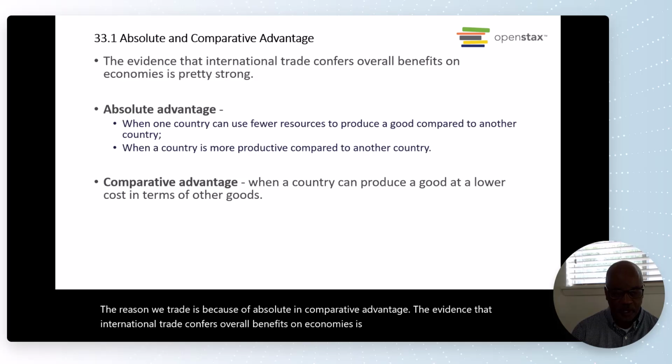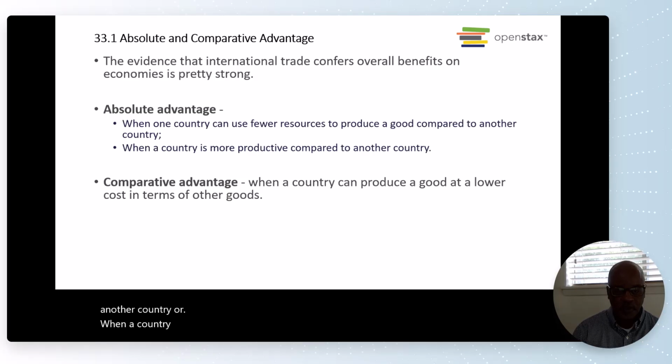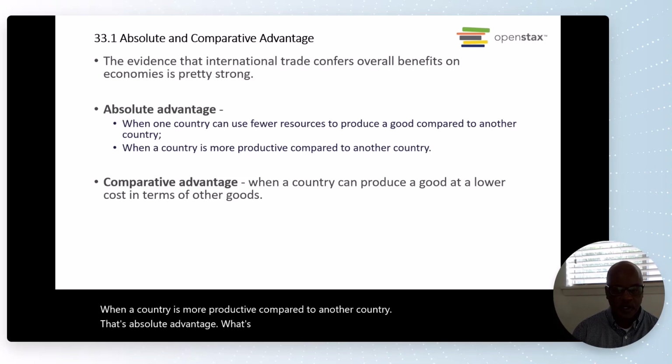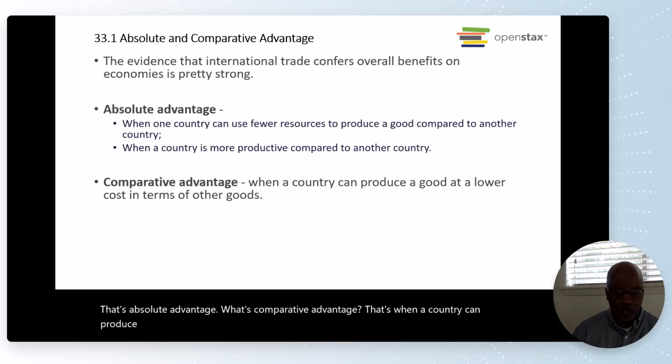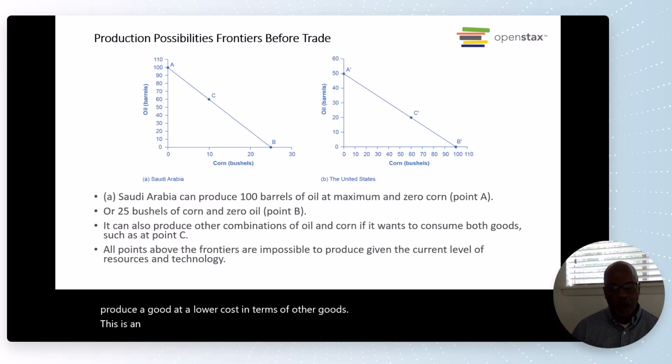So, what is absolute advantage? It's when one country can use fewer resources to produce a good compared to another country, or when a country is more productive compared to another country. That's absolute advantage. What's comparative advantage? That's when a country can produce a good at a lower cost in terms of other goods. This is an example of why comparative and absolute advantage works.